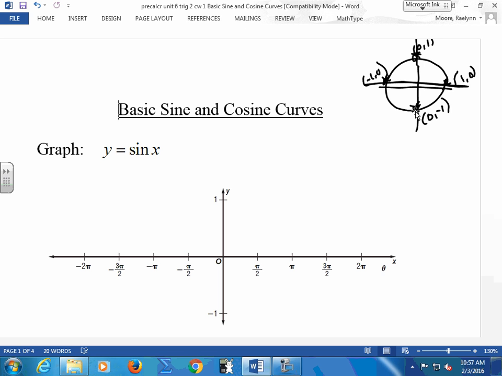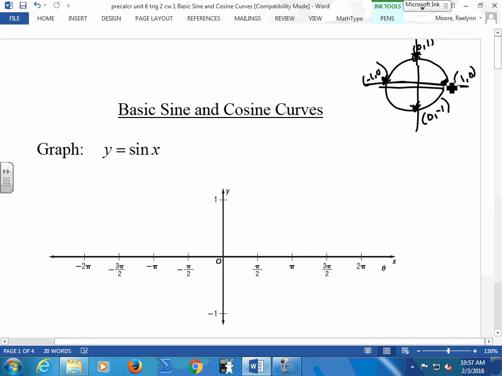Now, I've got all my angles laid out: 0, 90, 180, 270, 360 on my x-axis, right? So I say x, y, cosine, sine. The sine is the y value. So at the 0 degrees, what's my sine? 0. At the 90 degrees, pi over 2, what's my sine?